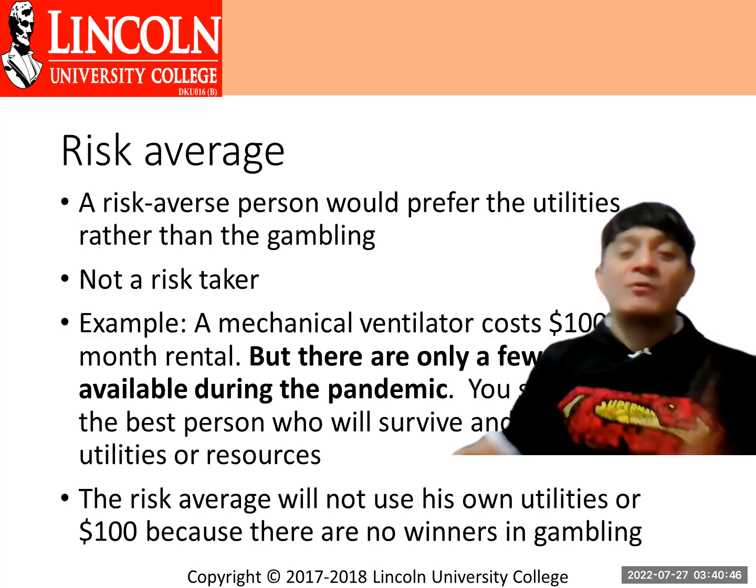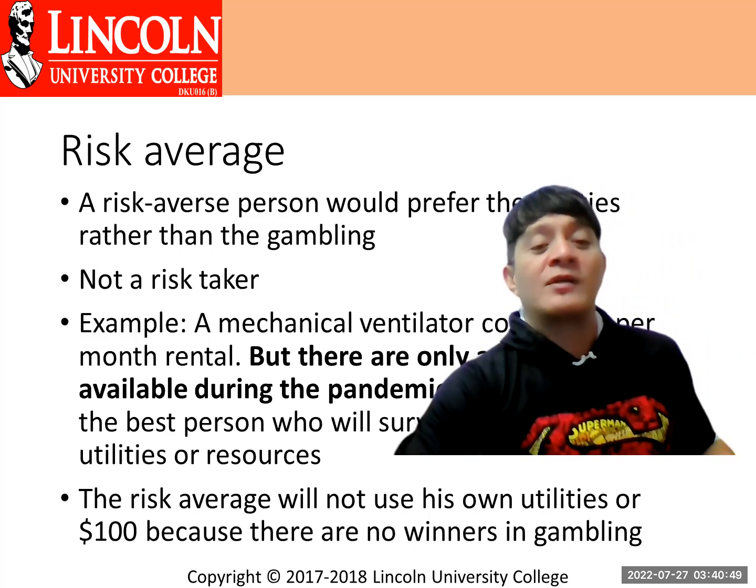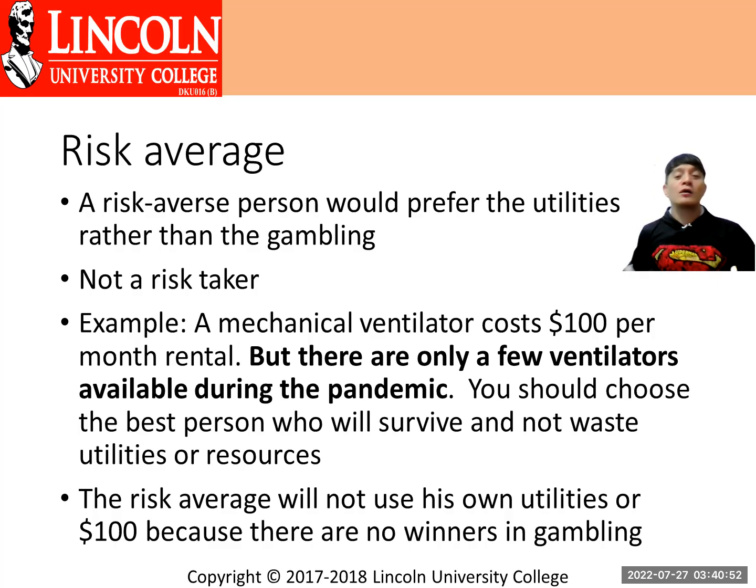So the risk averse, on the other hand, would prefer the utilities rather than the gambling, and is not a risk taker. Example: a mechanical ventilator costs $100, for example, per month rental, but there are only a few ventilators available during the pandemic, especially in New York, where there's a massive number of people getting into the ICU and only a few ventilators left because New York is crowded. Where there is a lot of crowd, COVID-19 will spread.